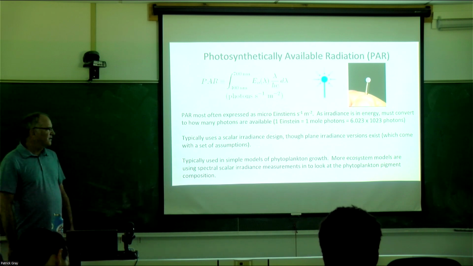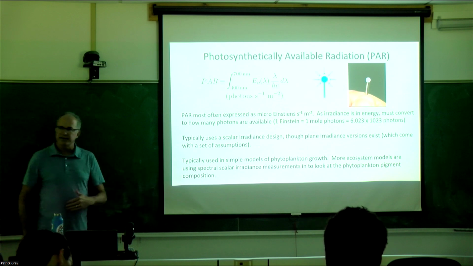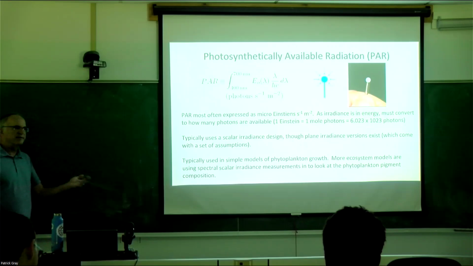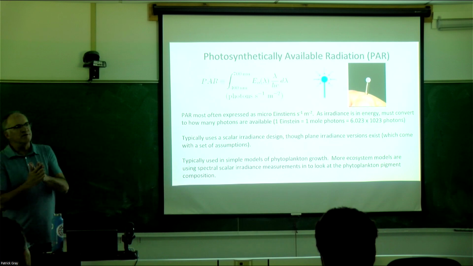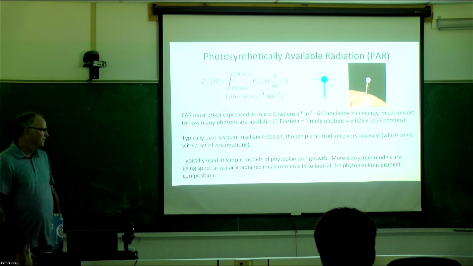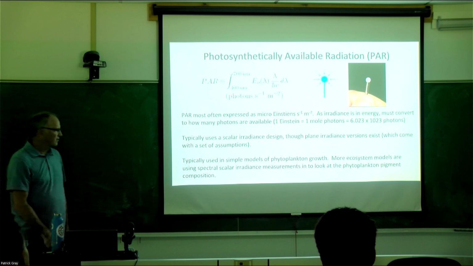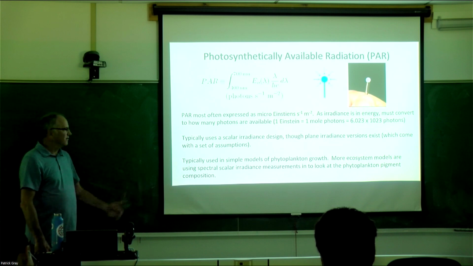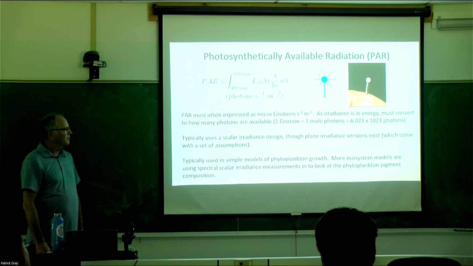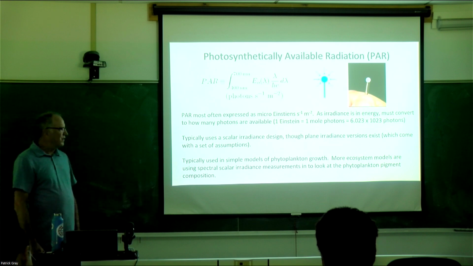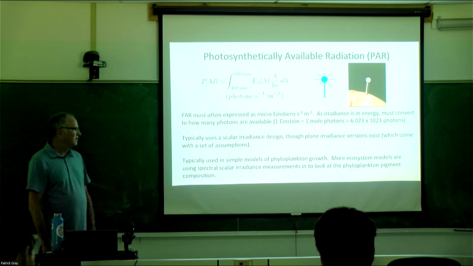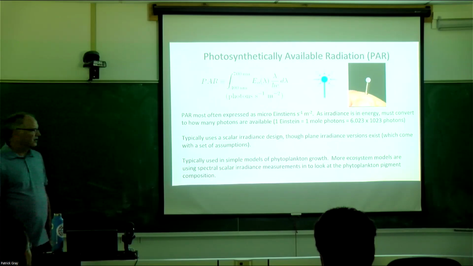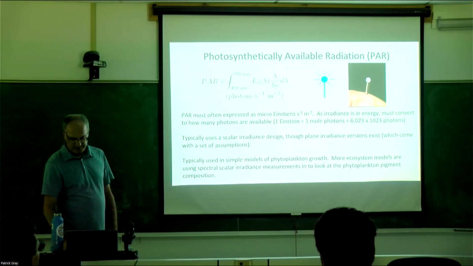Typically you use a scalar radiance design, and you can get to plane irradiance measurements, but you have to make a few assumptions on how much light you're losing if you only measure it in one direction, how much of that actual radiance you're losing by doing it with that setup. It's typically used in a lot of simple models of phytoplankton growth. It's also used, as some ecosystem models use spectral scalar radiance measurements to look at the phytoplankton pigment composition.